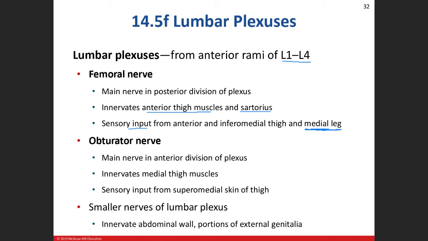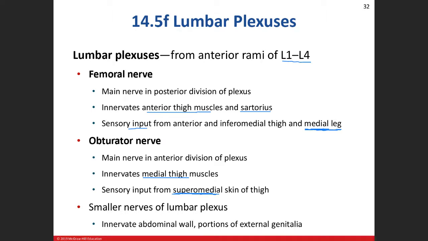The other big nerve that comes off the lumbar plexus is the obturator nerve. It is going to innervate the medial thigh muscles, so all the adductor muscles, adductor magnus, or part of adductor magnus, I should say. Adductor longus, adductor brevis, pectineus, all of those. And it's going to receive sensory input from the inside of your thigh, but the upper portion.